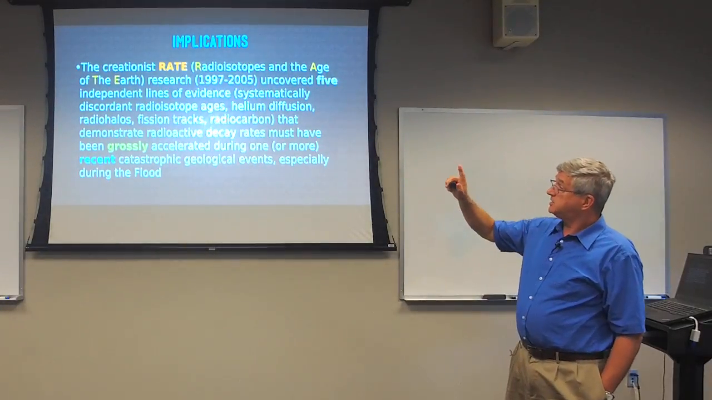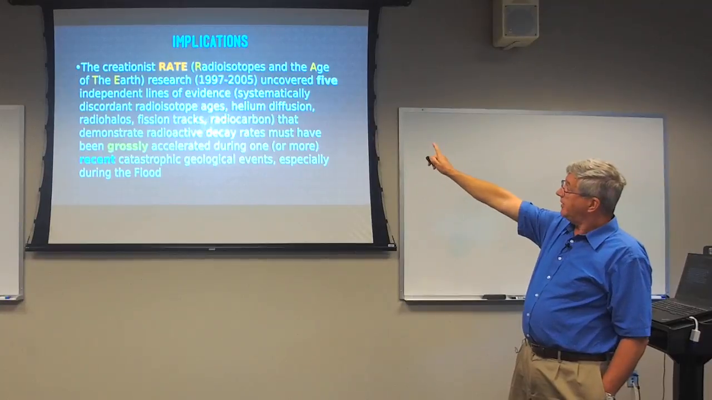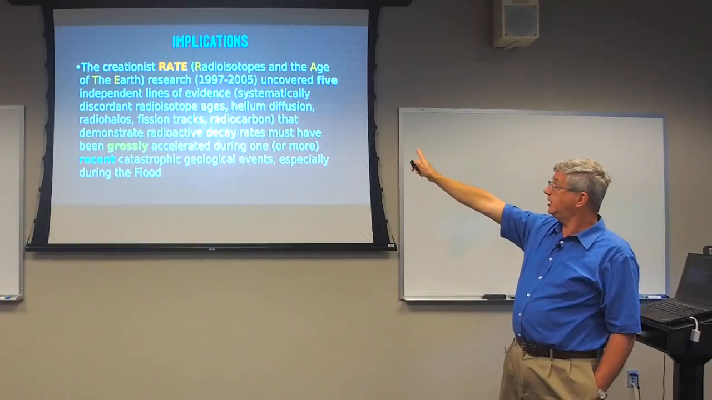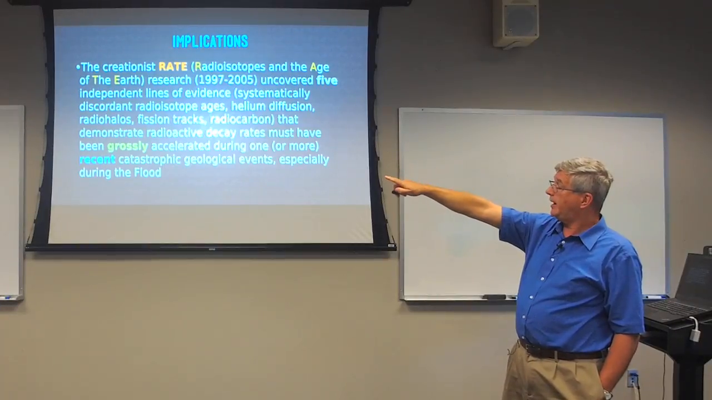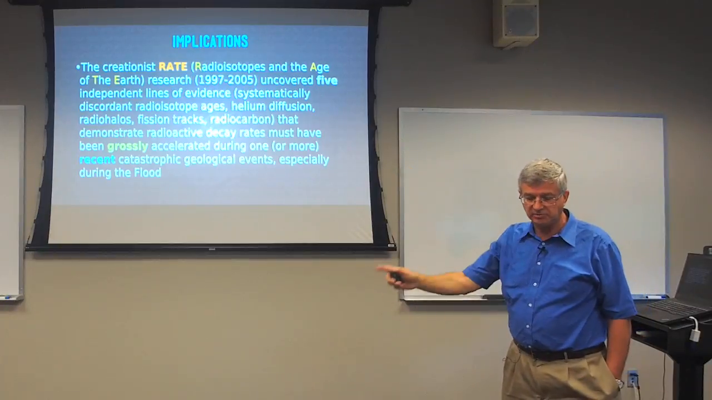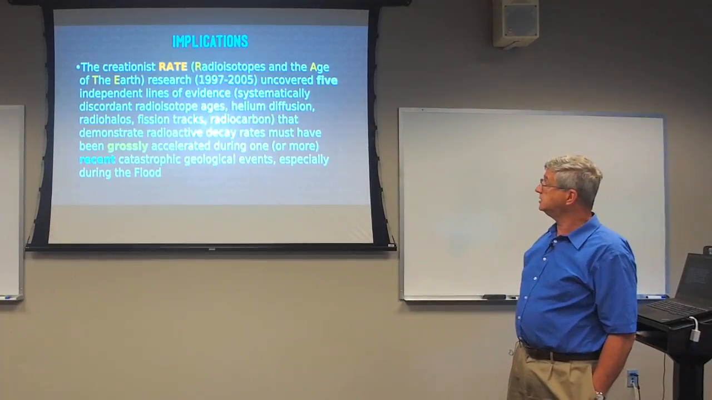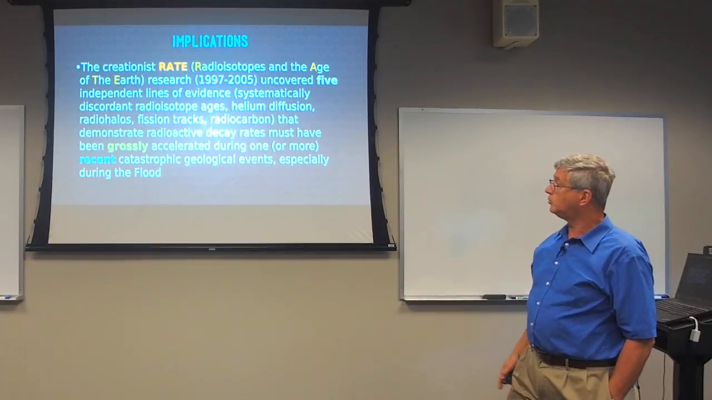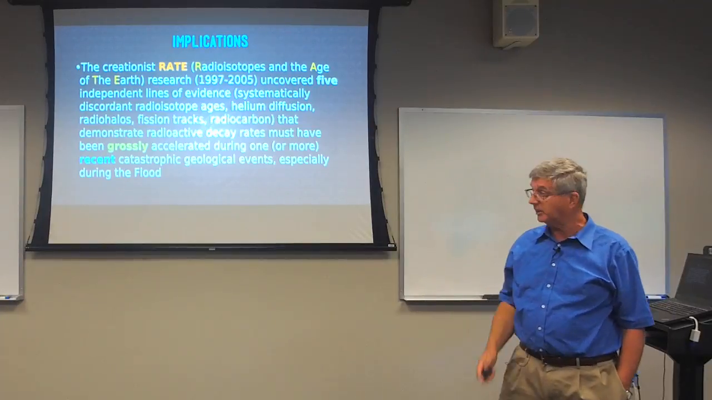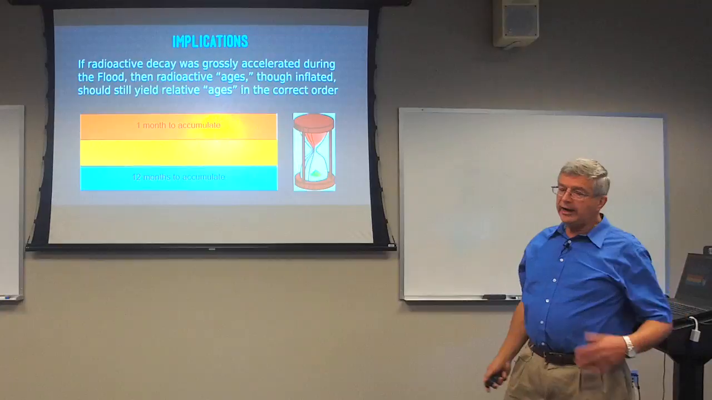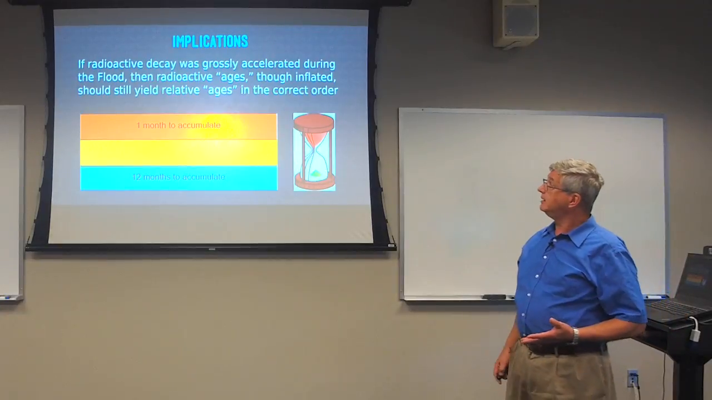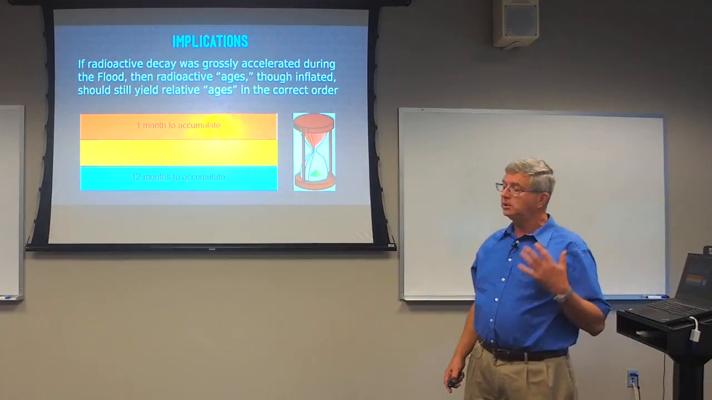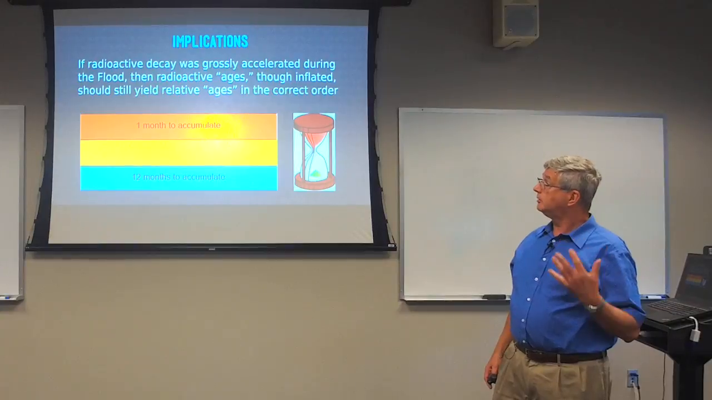Well, as I said, in our RATE project, we found 5 independent lines of evidence: the systematic discordant radioisotope ages, helium diffusion or leakage, radiohalos, fission tracks, and radiocarbon. I didn't mention that before, but we'll come back to that in the next session. They demonstrate that radioactive decay rates must have been grossly accelerated during one or more recent catastrophic geologic events, especially the flood. So, if radioactive decay was grossly accelerated during the flood, then even though the ages are inflated, they should yield relative ages in the correct order.